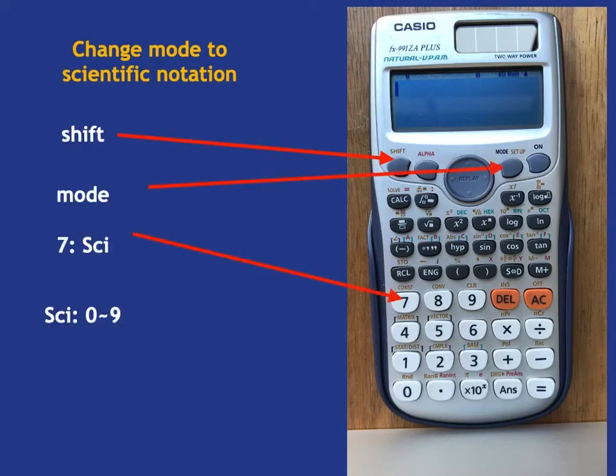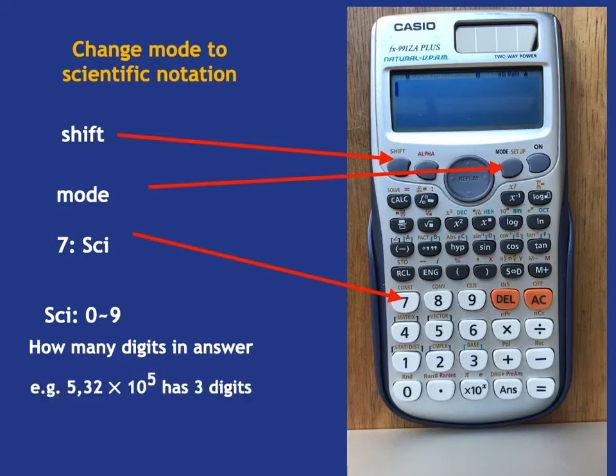And now this next number where I chose 3, what is that about? Well, it really just allows you to decide how many digits you want in the answer. So I chose 3 digits, and this would be something like 5,32 times 10 to the 5. There's just 3 digits there. Whereas if I'd chosen 6, then I'd have something like 5,32410. That has got 6 digits in the answer.